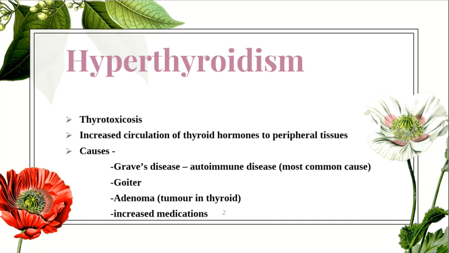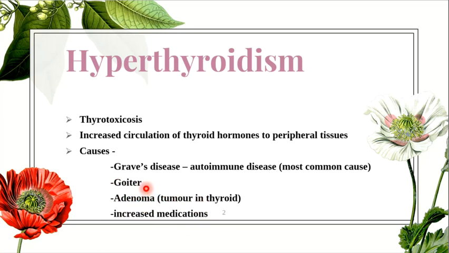Now what are the causes that can lead to increased thyroid hormones? Either it can be a tumor. Remember we talked about adenoma. Either it can be an adenoma, or it can be due to some medications, or it can be due to goiter. Goiter is again accumulation of iodine that leads to hyperthyroidism, right? Or a tumor of the thyroid gland.